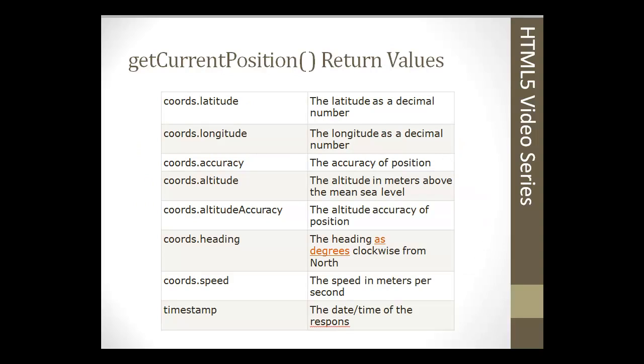And these are the getCurrentPosition's possible return values. We have the latitude and longitude as a decimal number, the accuracy of the position, the altitude, the heading, the speed, and the date and time of the response.